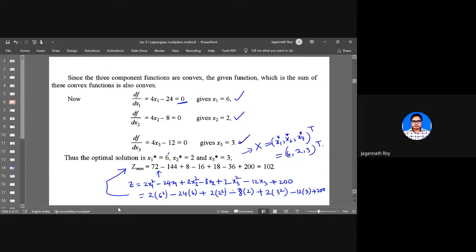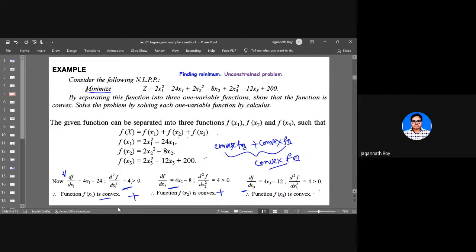Now, if you substitute these values in the given function, we can find this is our z minimum. The objective function has the minimum value. But if we are not lucky, and most of the time we will not be lucky, this type of separation cannot be done every time.